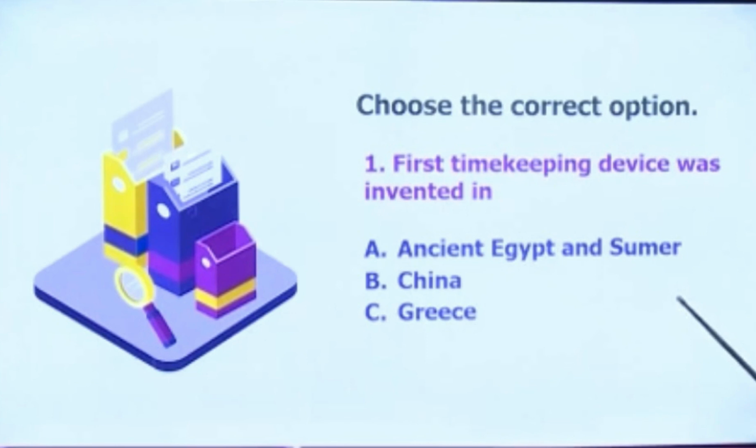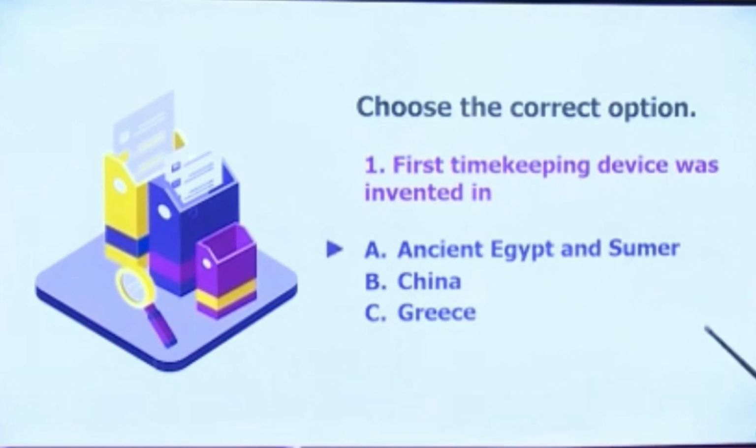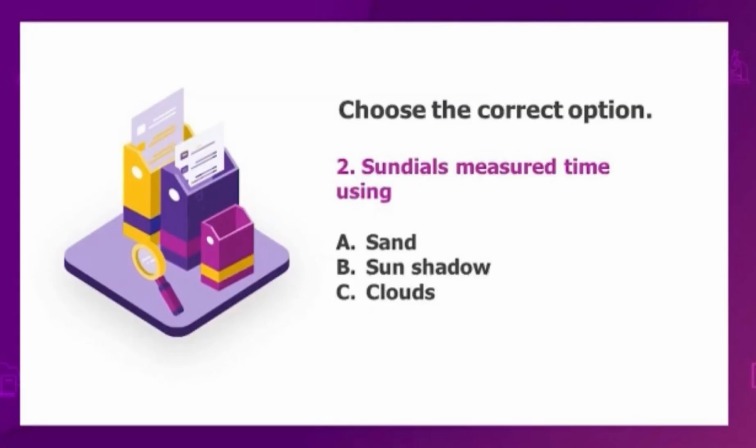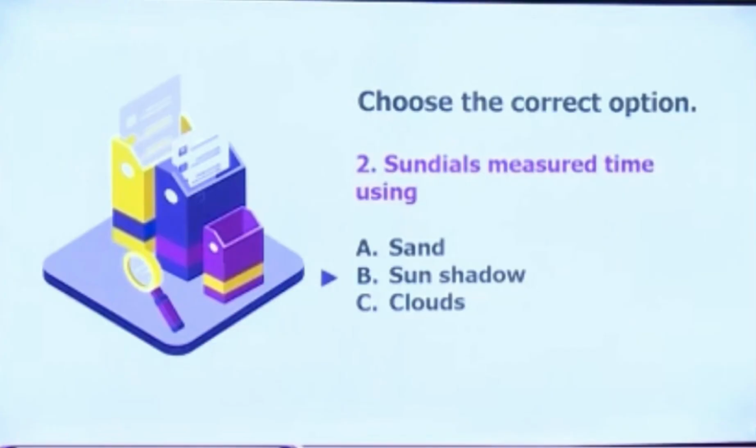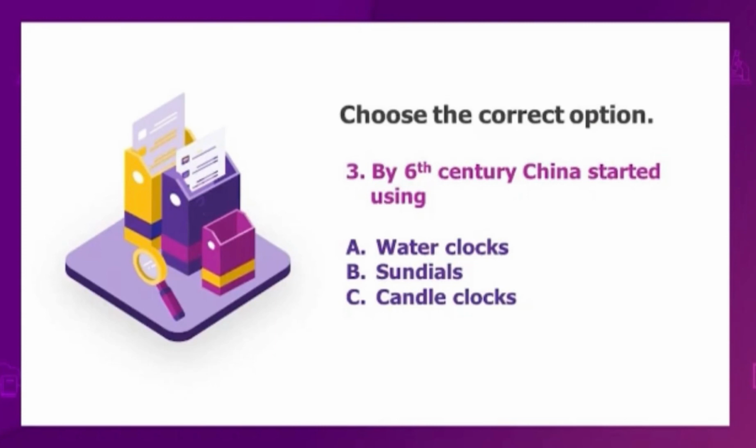Choose the correct option. Number 1. First timekeeping device was invented in: A. Ancient Egypt and Sumer, B. China, C. Greece. Yes, it is A, Ancient Egypt and Sumer. The second question: sundials measure time using: A. Sand, B. Sun shadow, C. Clouds. The correct answer is B, sun shadow. The third question: by the 6th century, China started using: A. Water clocks, B. Sundials, C. Candle clocks.